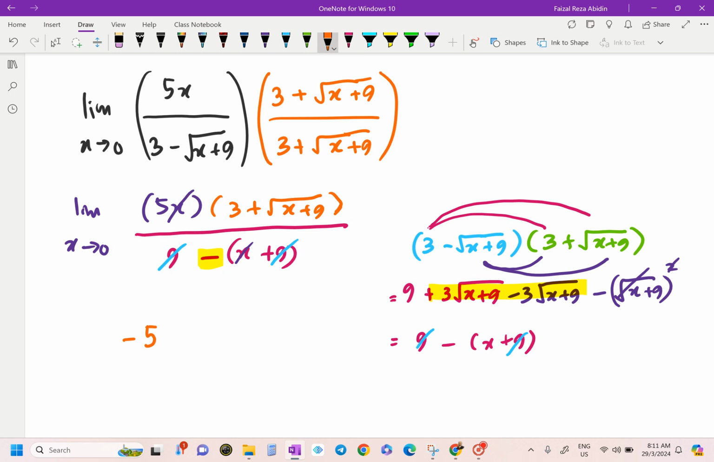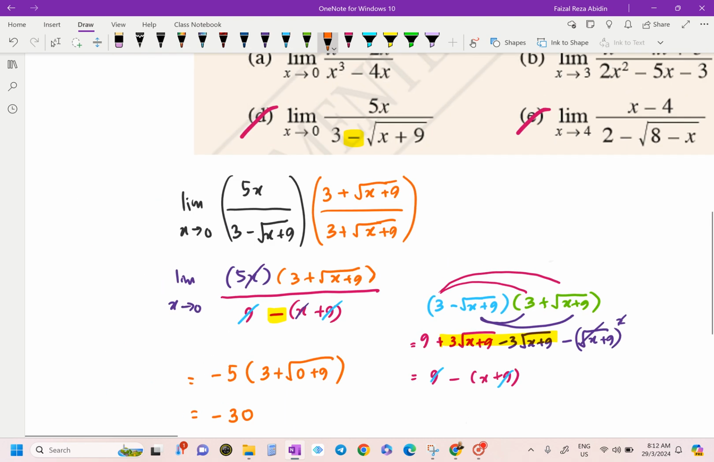Now I'm going to straight away substitute x with 0. I'm going to times with 3 plus the square root of x plus 9 over here. You are going to get 0 plus 9. Our denominator already we have negative 1, that's why I brought the negative just now to our numerator. So what you are going to have next is square root of 9 is going to be 3. So 3 plus 3, you're going to get 6. So negative 5 times 6, you're going to get negative 30. That's going to be our number 3D.